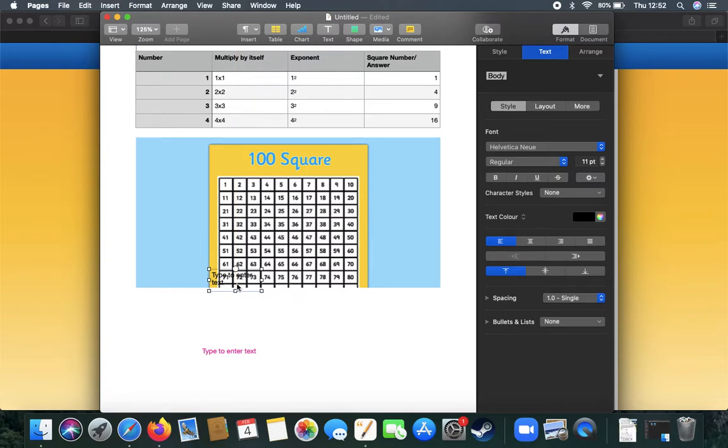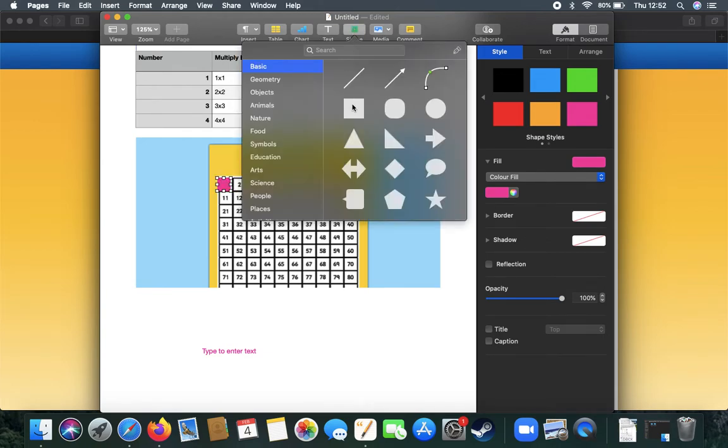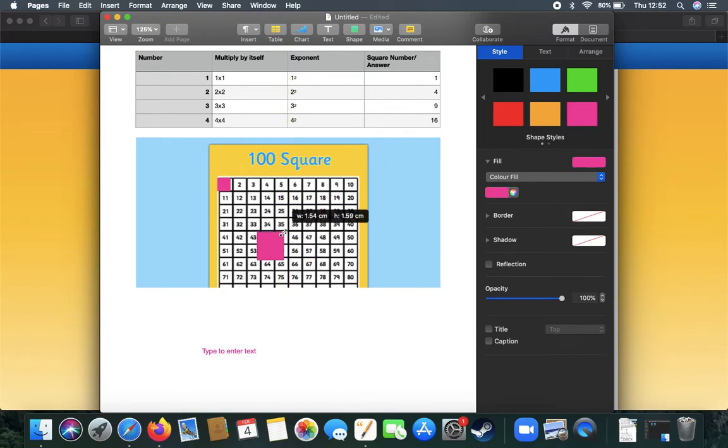Number 1 was the first square number, so I'll color it in. This is exactly what I want to do: you color in the first answer you got. Number 1 was the first answer, then number 4 was the next one, so I'm going to do the next one. I'd be coloring in my 100 square for all the answers I got.